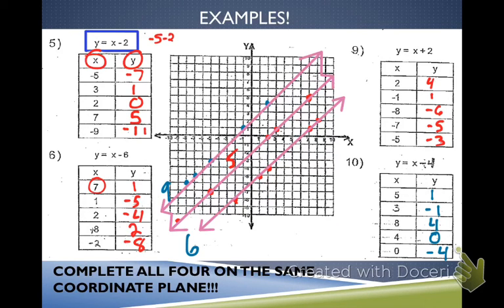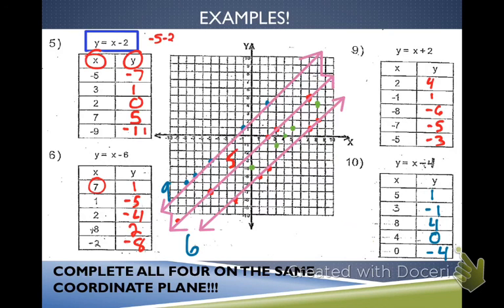We're going to go ahead and plot this one as well. And we're going to use one more different color. Let's use green this time, Mr. Williams' least favorite color. 5, 1. 3, negative 1. We also have 8, 4, which goes here. And 4, 0. Ooh, that one's right on the line. And finally, our last one is 0, negative 4, which would be right there.